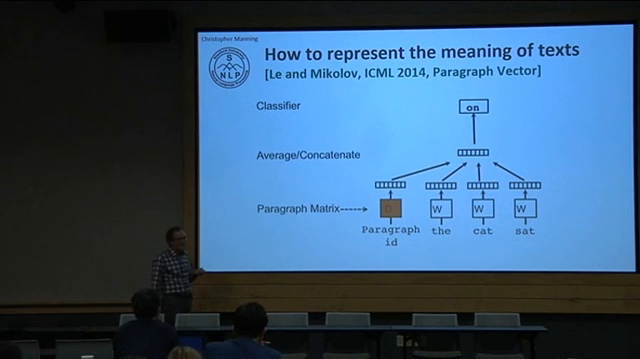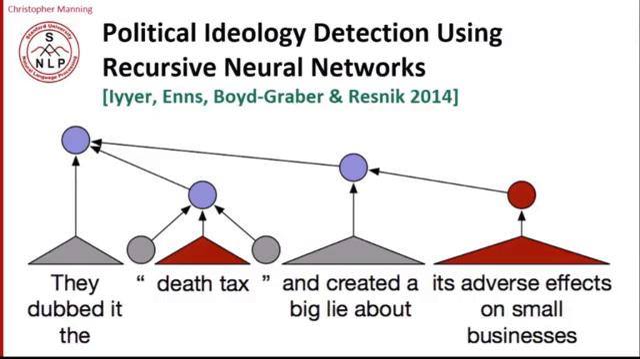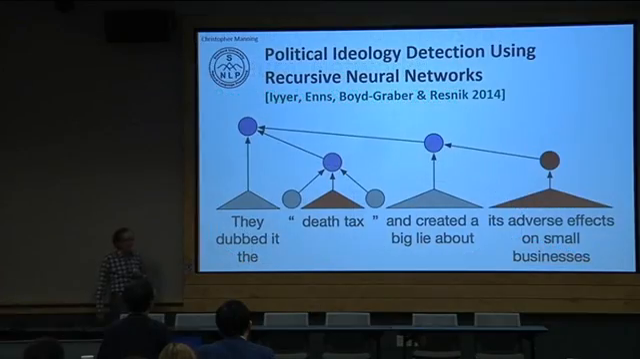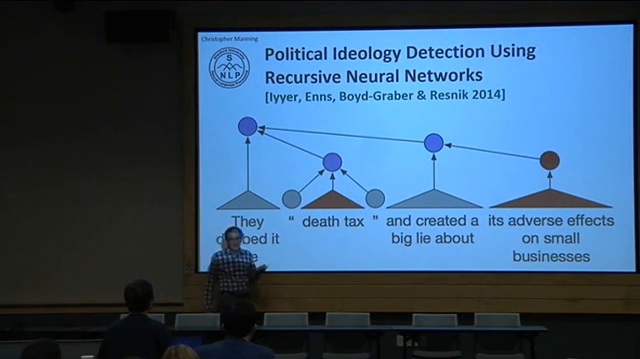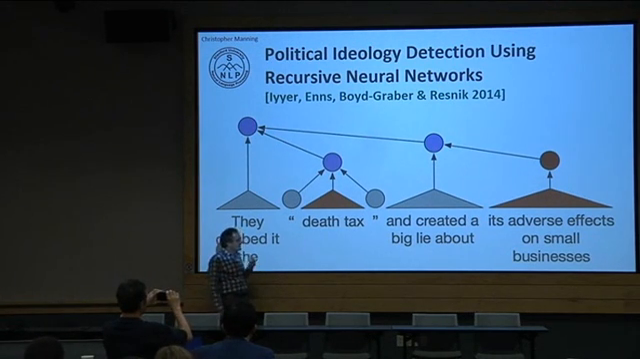But fundamentally, I don't believe this is right. Sentences have compositional structure where parts go in to build the meanings of bigger parts, and eventually good models will want to model that. And you can see that in many places. Here's another piece of work that came from ACL 2014 from Iyyer and colleagues. They're looking at the task of political ideology detection.